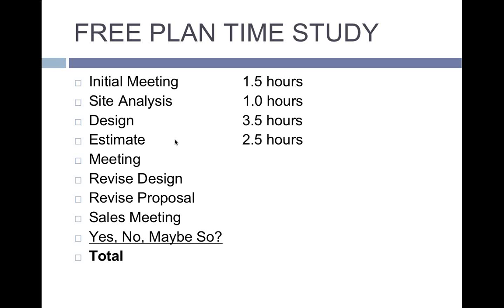Next, we have the estimate. And again, being very conservative on that as well, because estimates can take even more time than the designs actually do. But I'm going to go easy on the numbers right now. But 2.5 hours for a hardscape and a planting project. So now you have everything that you need.